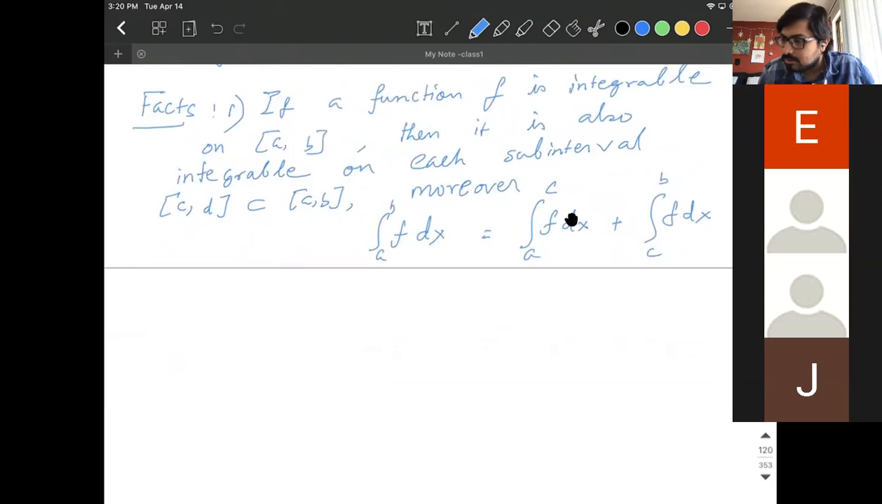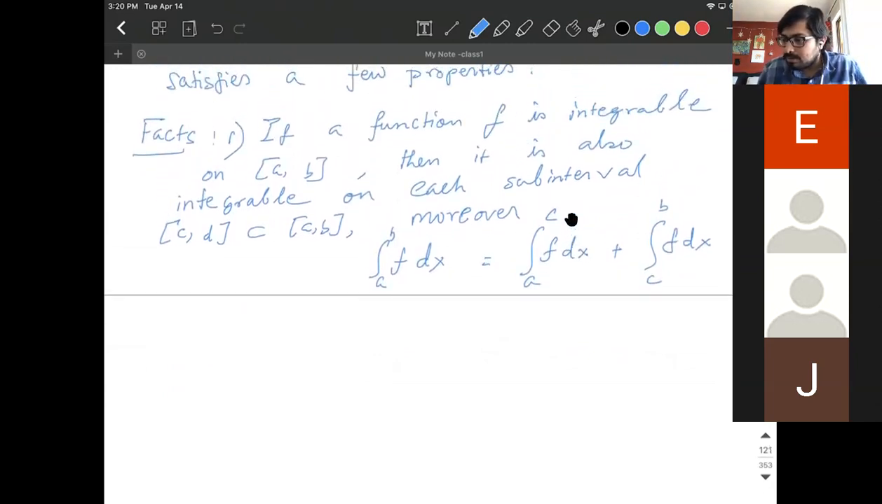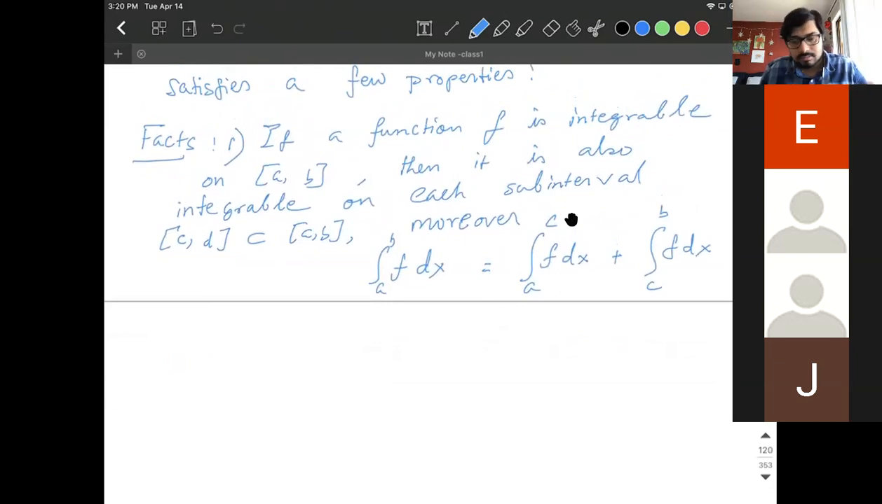But this property is something we will use frequently, because the main reason is that the given function, or let's say a given path in R2 or R3, is not always smooth. So there are broken edges in a path, so we divide the integral keeping those broken edges in mind. That's where this particular property would be useful.